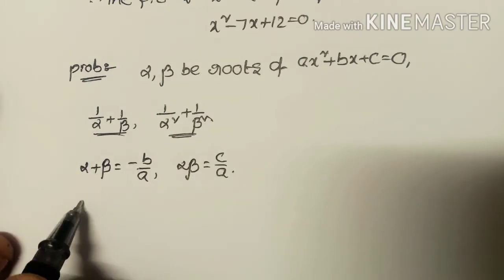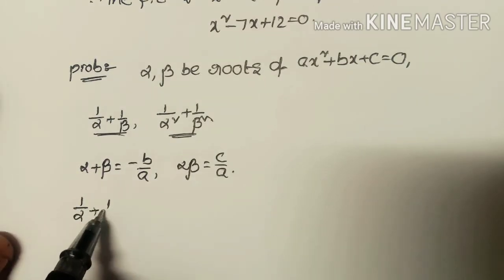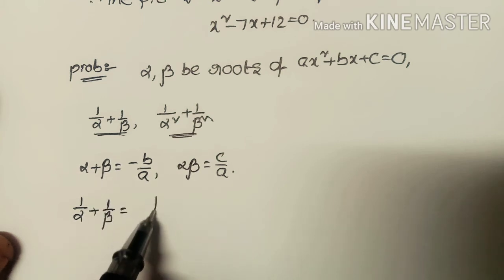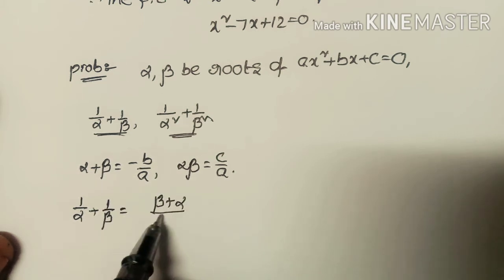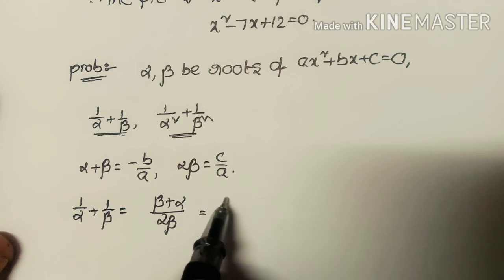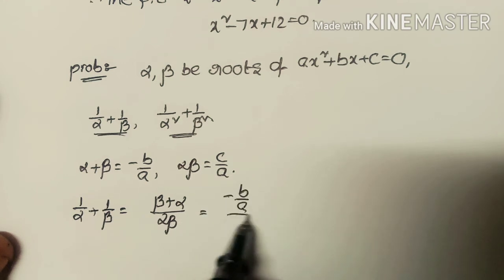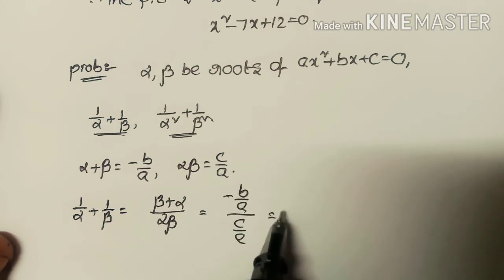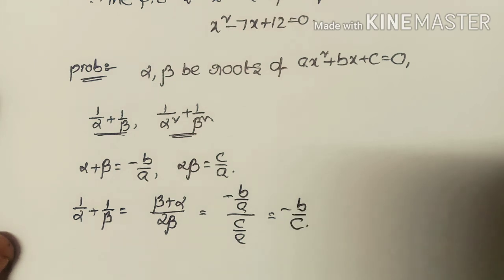So first we find the first value, that is 1 by alpha plus 1 by beta. Taking LCM we get beta plus alpha by alpha beta, and beta plus alpha equals minus b by a, alpha beta is c by a. So the answer is minus b by c.